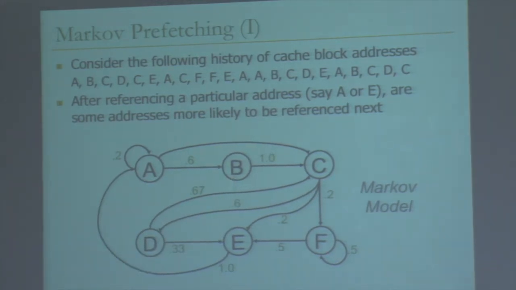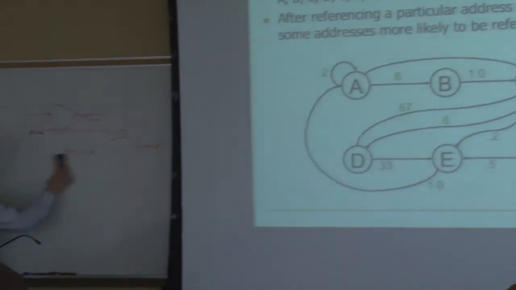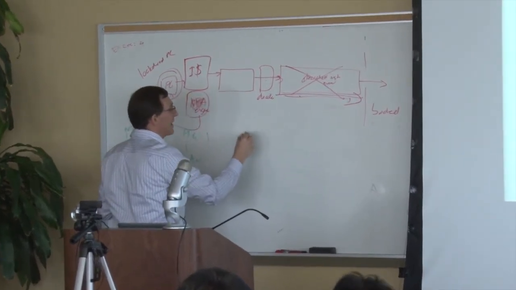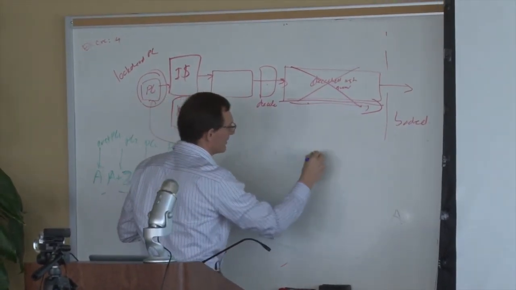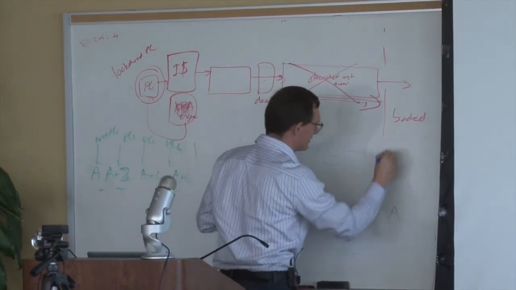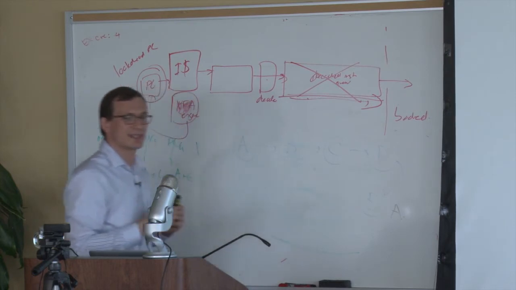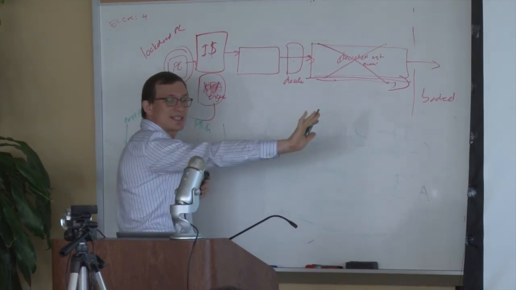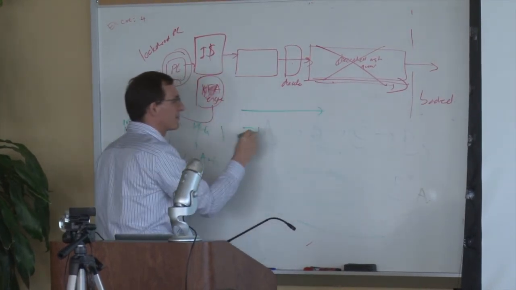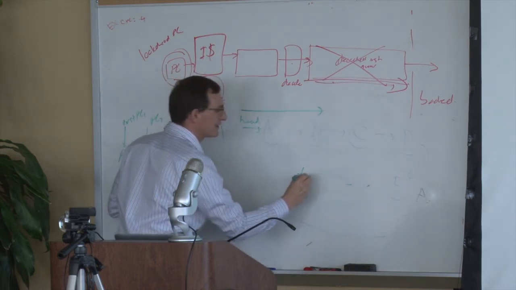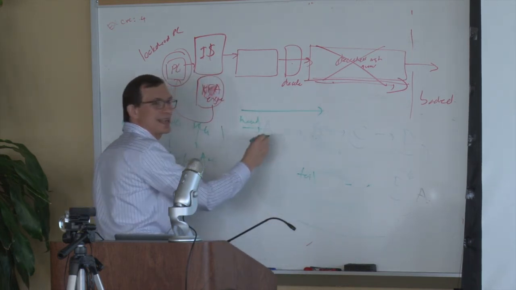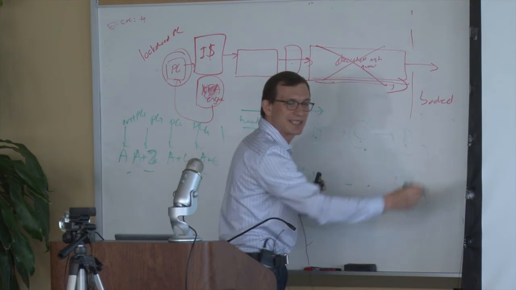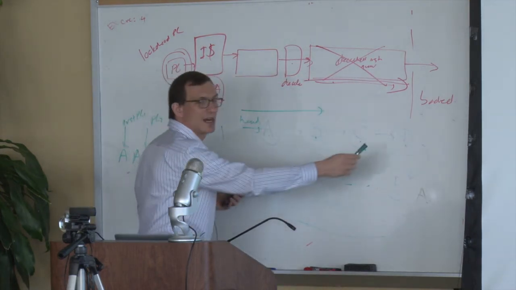Why does this make sense? Well, think about a linked list traversal. If you're doing a linked list traversal, let's say you have nodes at addresses A, B, C, D, E. Well, this is the poster child, I guess, for Markov prefetching, because in this case, assuming the linked list doesn't change, and assuming that you're always traversing it from the head to tail, you're always seeing address B after you access address A. You're always seeing address C after you access address B. You're always seeing address D after you access address C, and so on. So you have a perfect Markov model for this linked list traversal.